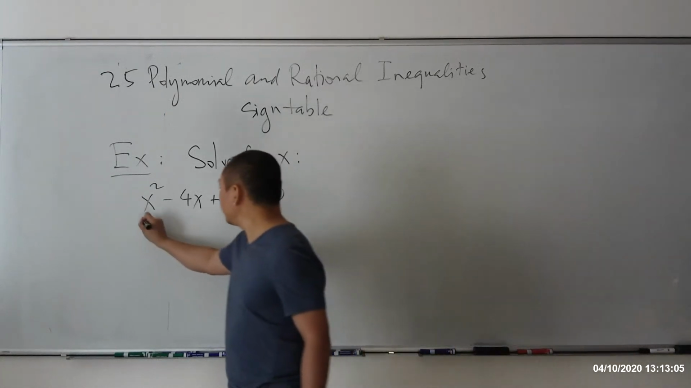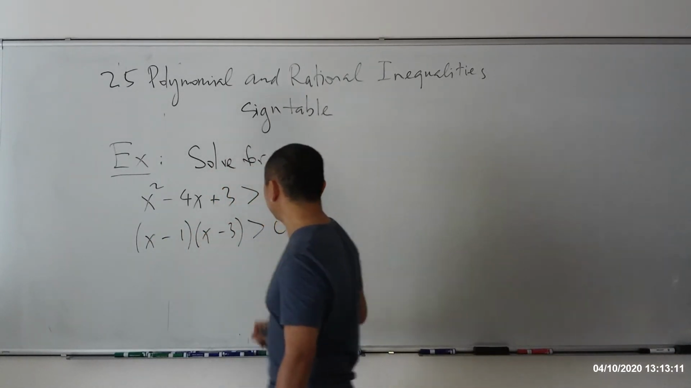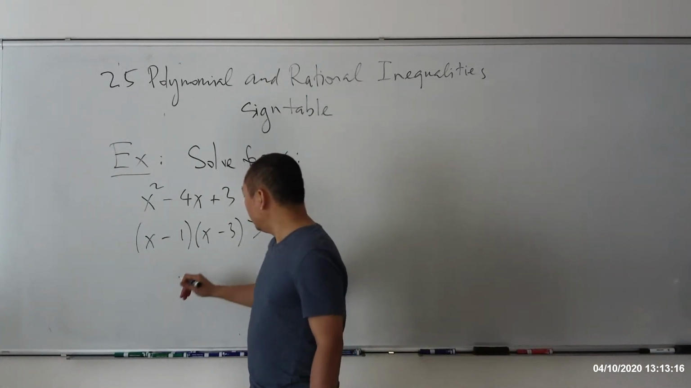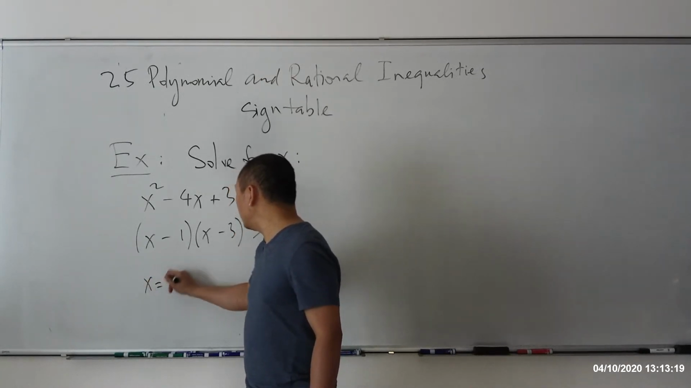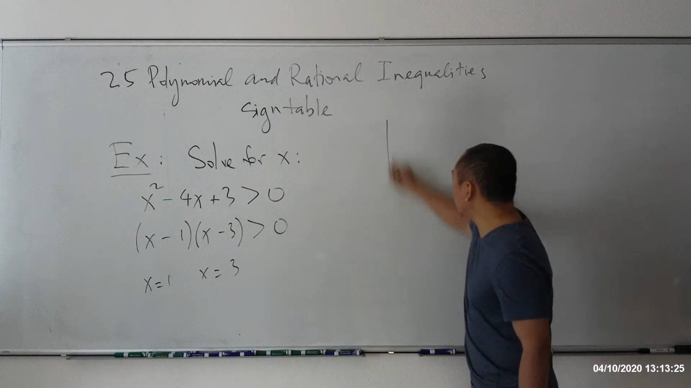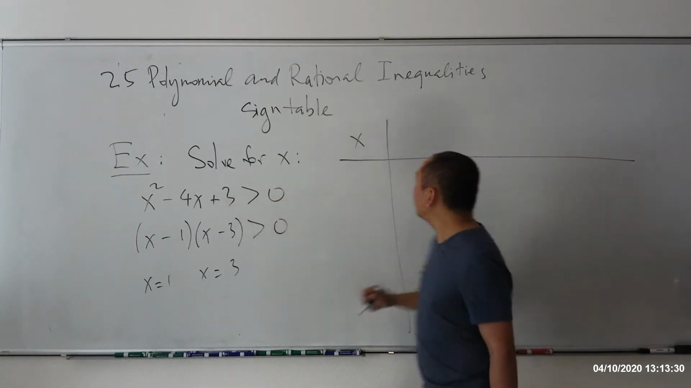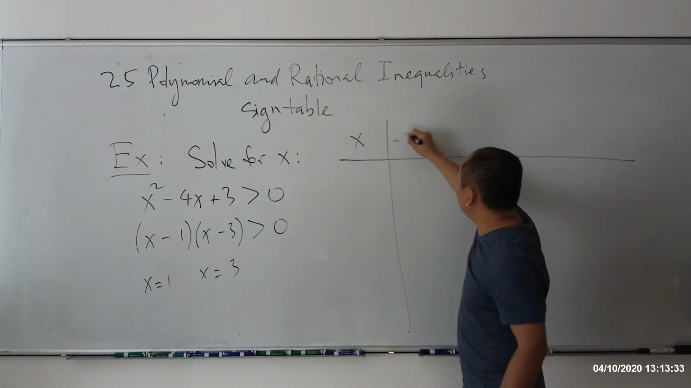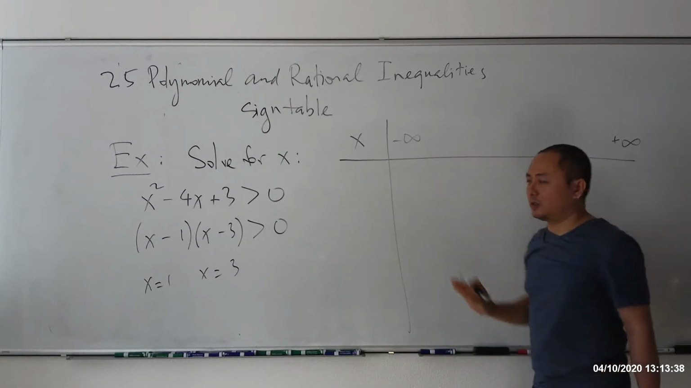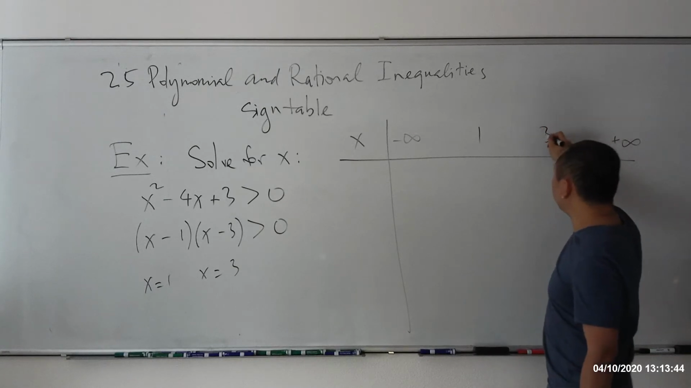Everything on one side, 0 on the other side. Now let's factor this out. x minus 1 times x minus 3 greater than 0. Okay? So we have two zeros for this quadratic function. x equal to 1, x equal to 3, quadratic function on the left. Okay, so let's construct the table. x, the domain for this polynomial is from negative infinity all the way to positive infinity. And we have two zeros. And we have to list the zeros in terms of increasing order from negative to positive infinity. So 1 has to go first and 3 after.